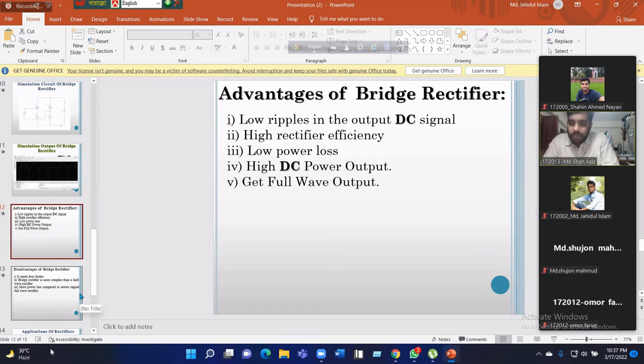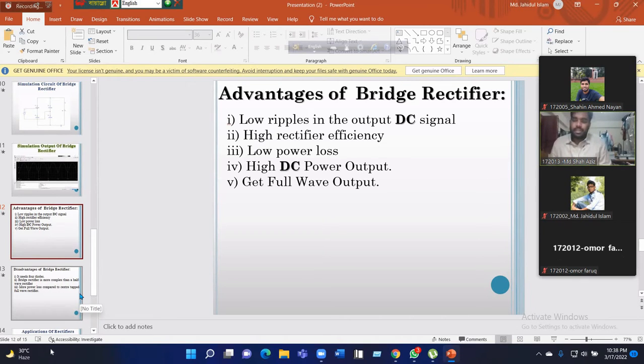The main advantage of this rectifier is that its efficiency is higher than the half-wave rectifier. Another advantage is that the DC output signal of the full-wave bridge rectifier is smoother than that of the half-wave rectifier.